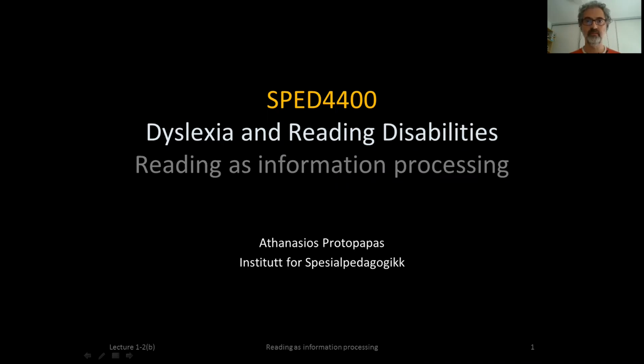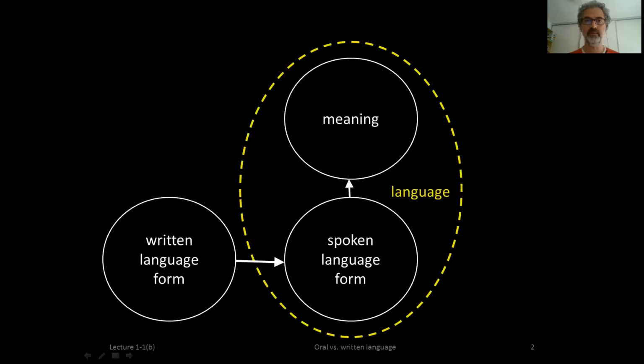In this video, we will talk about reading as information processing, a very simple introductory approach to what this might mean. As we've seen already, written language is best thought of as grafted onto spoken language forms. We've already said that written language is a visual representation of spoken language elements, in particular forms, not meanings.